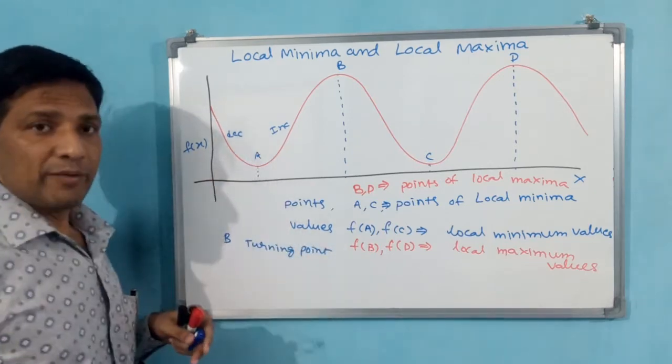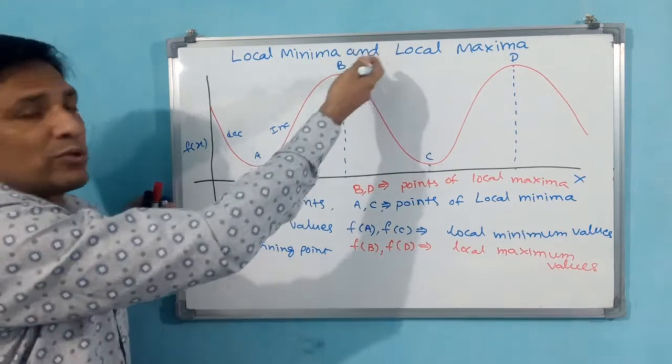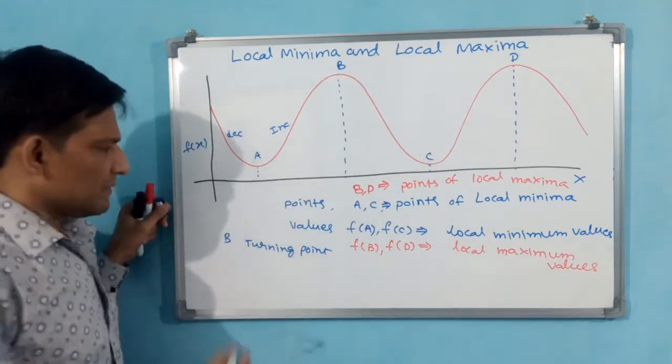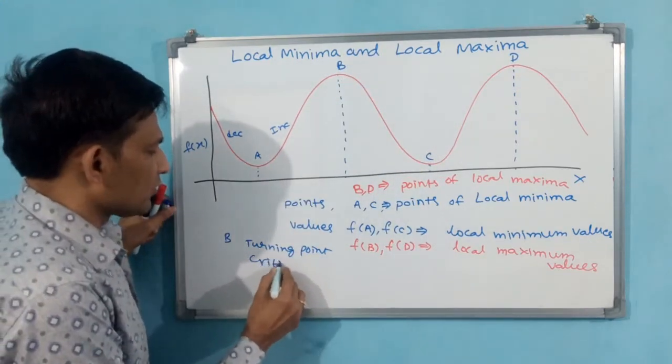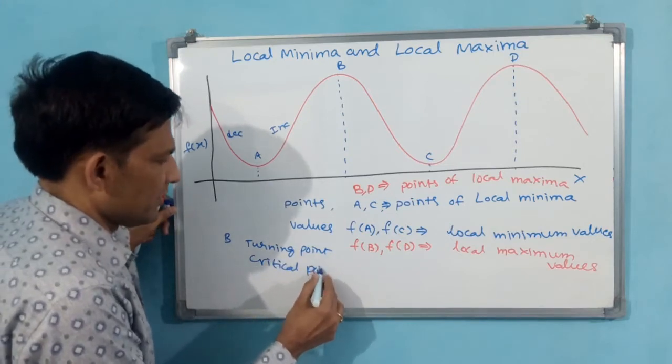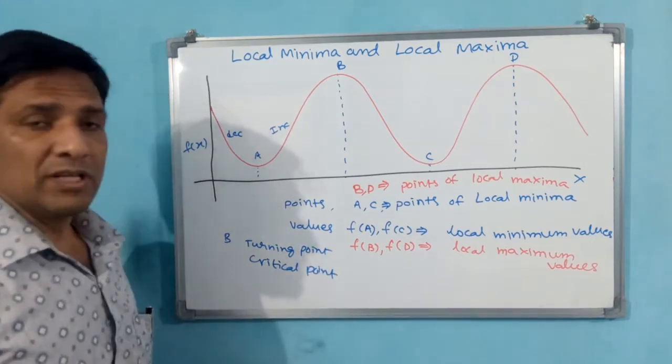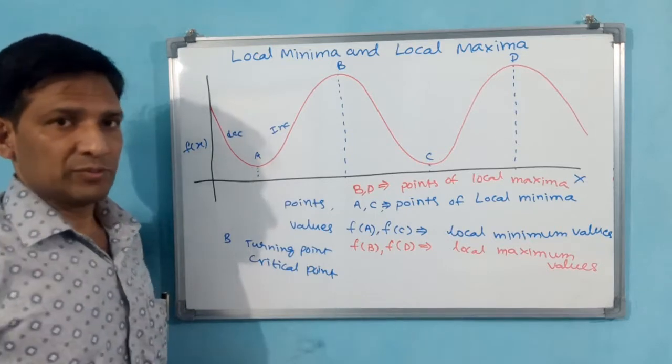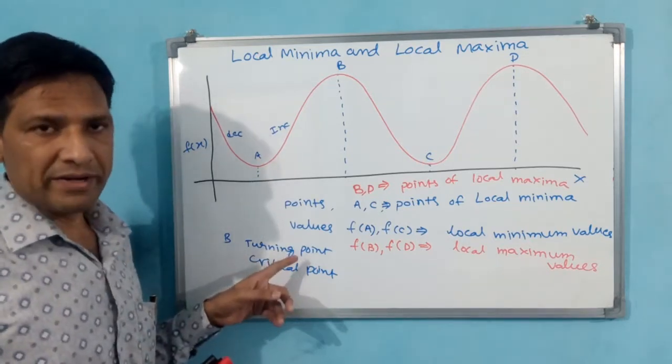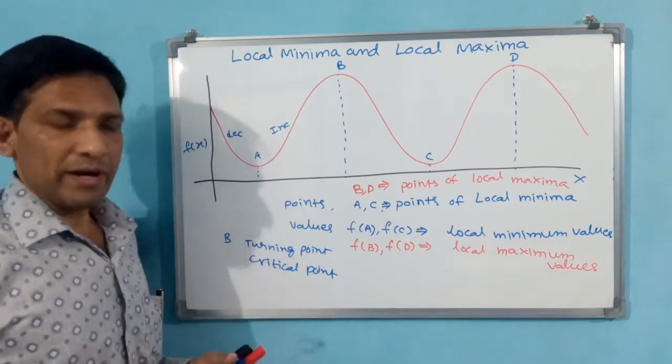A is also a turning point. Now, when we come to local minima and local maxima, we are calling these critical points also. That means both are the same. See, slowly we are getting more and more concepts. Earlier we called it a turning point. Now we can call it a critical point.